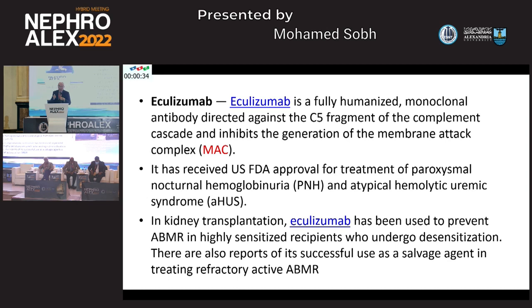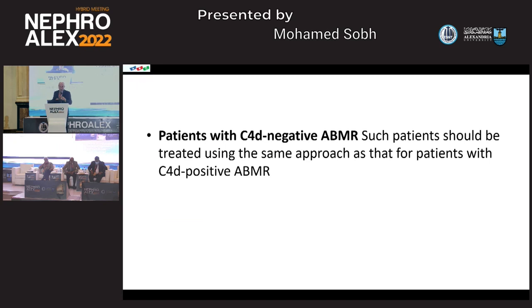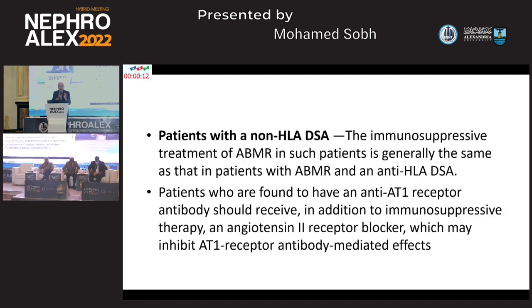It has been approved for many purposes other than antibody-mediated rejection. What about a patient with mixed rejection? You treat both antibody-mediated and T-cell mediated. You give both agents. A patient with C4d negative, treat him as C4d positive antibody-mediated rejection. A patient with non-HLA DSA, the same, treat him as antibody-mediated.